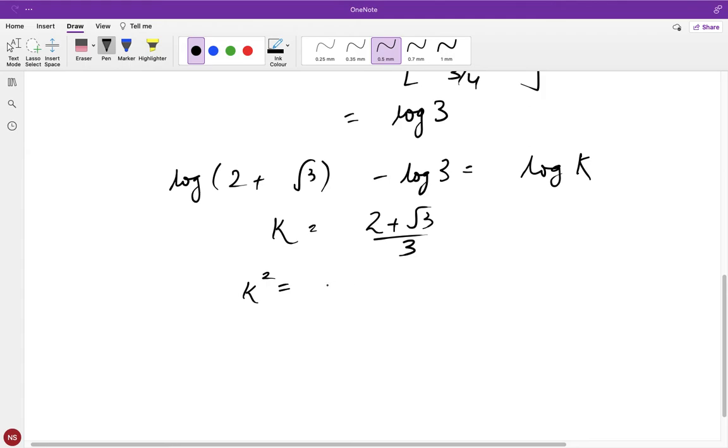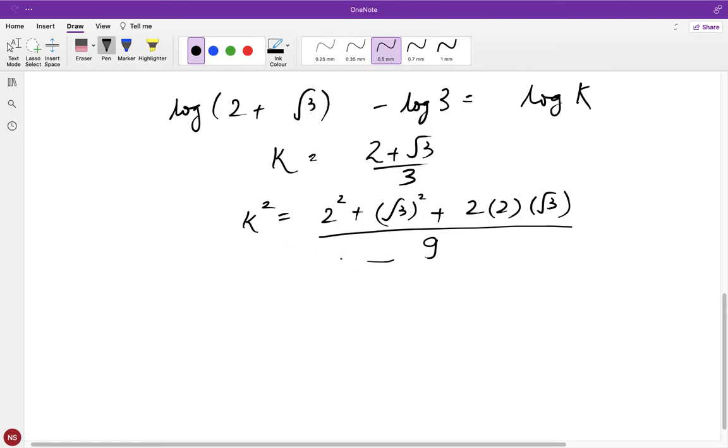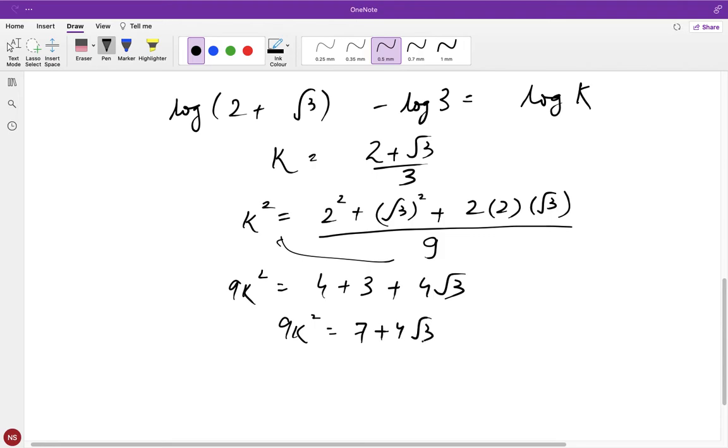K square would be what? A square plus b square plus 2ab, so 2 square plus root 3 square plus 2 into root 3. In the exam, you don't have to write all these formulas, just straight away write the square, otherwise you waste too much time. Take 9 here, so 9k square is equals to 2 square is 4, root 3 square is 3, 2 times 2 is 4 root 3. 9k square is 7 plus 4 root 3.